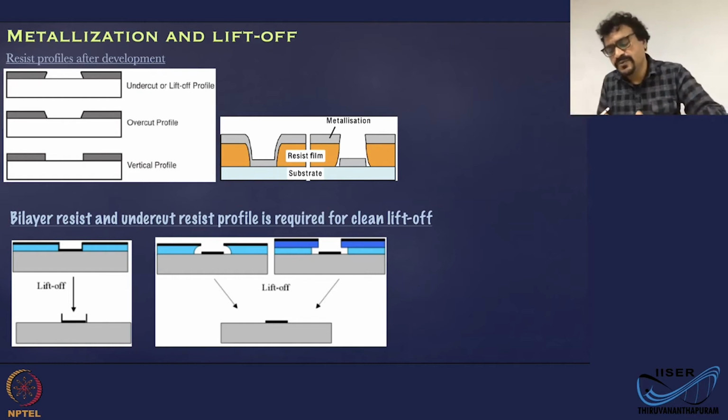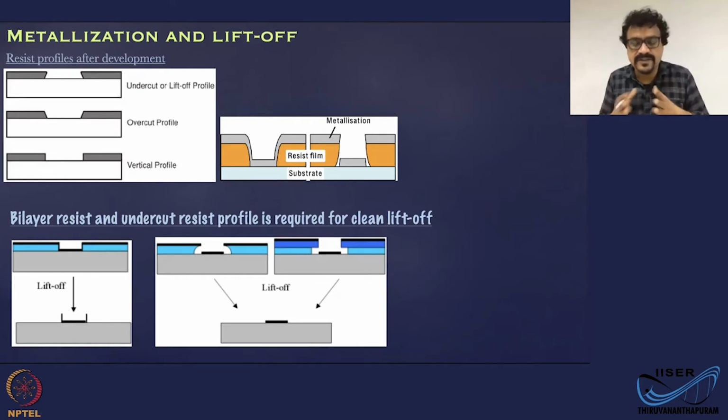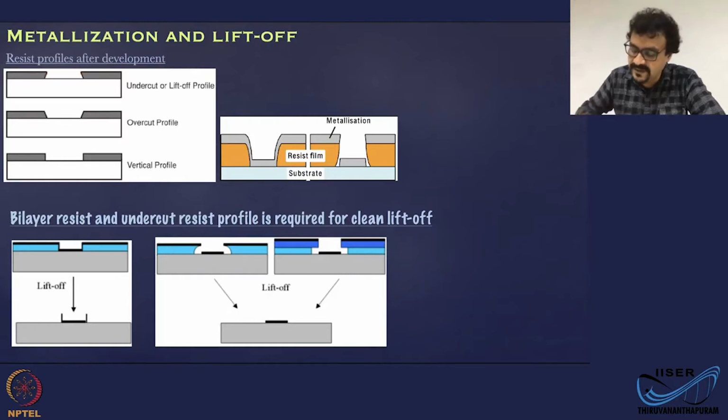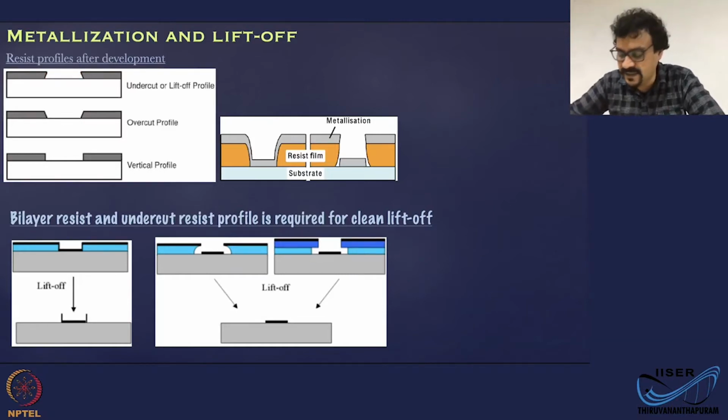When you finish the lithography, either with electron beam or with light, you will generally end up with three profiles after developing. Okay, you have something called an undercut, where you have a wider region close to the surface and a narrow region, a neck kind of region, at the top surface, where this dark region is the photoresist or electron beam resist, and this is the substrate. Okay, this is the substrate.